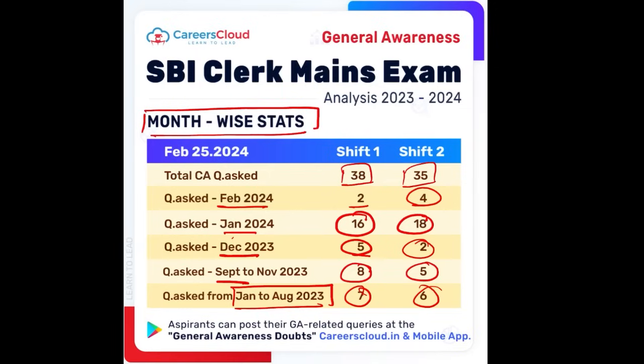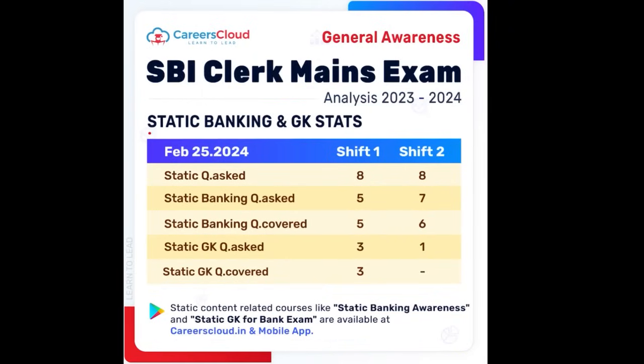And let me tell you friends, all these questions were covered by us either on our mobile application or on our YouTube channel, where we provide you a detailed analysis of all the content that is happening all around the world. Not just this, if we focus on static banking and GK, the total questions asked were 8 and 8 respectively for the first and second shift.